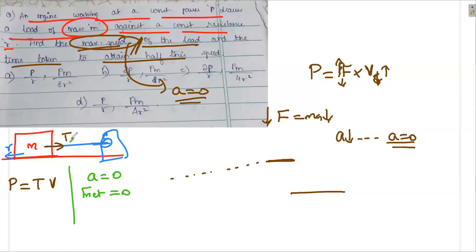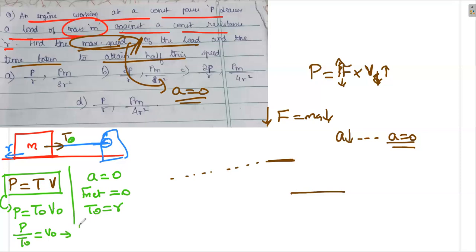Call the tension at that instant T naught. Don't take it as T, because T is a variable. At that instant, T naught should be equal to R, and the maximum speed is V naught. In the formula, P is constant. When the tension is T naught, the speed is V naught, and V naught is the maximum speed. So P by T naught is V naught. But T naught is R. So this will give me P by R is V naught.